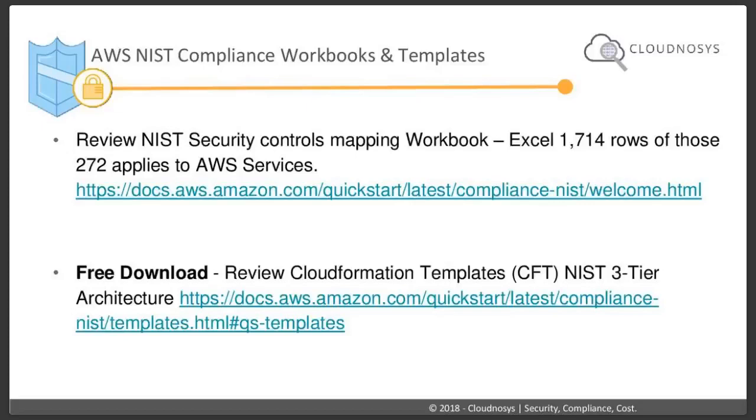And also you should look at the NIST cybersecurity framework, NIST controls. There is an Excel sheet with that link there, and you can go through that. There are about 1,700 rows of controls. 272 are applicable to your AWS cloud services. So definitely take a look at that, because that has a lot of value in setting up the right infrastructure with the right controls, that is aligned to NIST, and it's also aligned to GDPR as well.